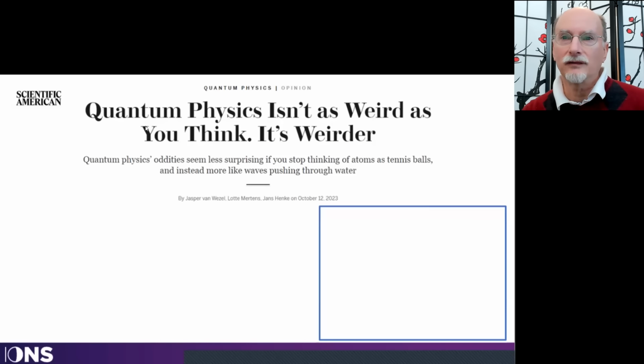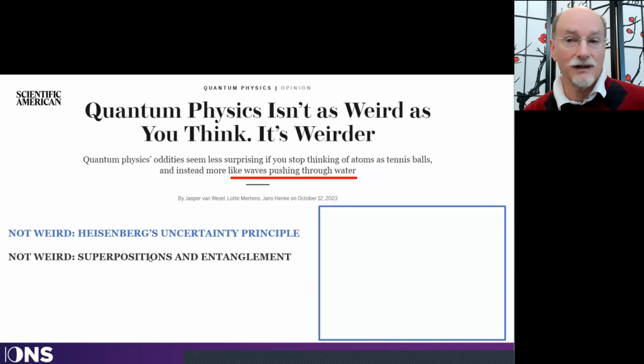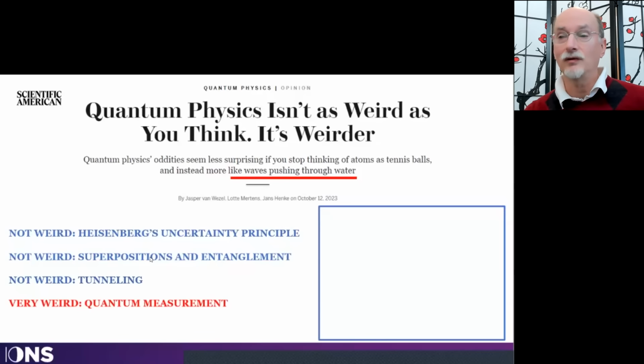Here's an article from Scientific American that just came out a few days ago about why quantum physics isn't as weird as you think. It's weirder. So what they point out here is that if you imagine that the physical world at a deep level is like waves pushing through water, well, then Heisenberg's uncertainty principle is not quite so weird. And superpositions and even entanglement are not quite so weird. Even quantum tunneling is not that weird. But what's very weird is still the quantum measurement problem.